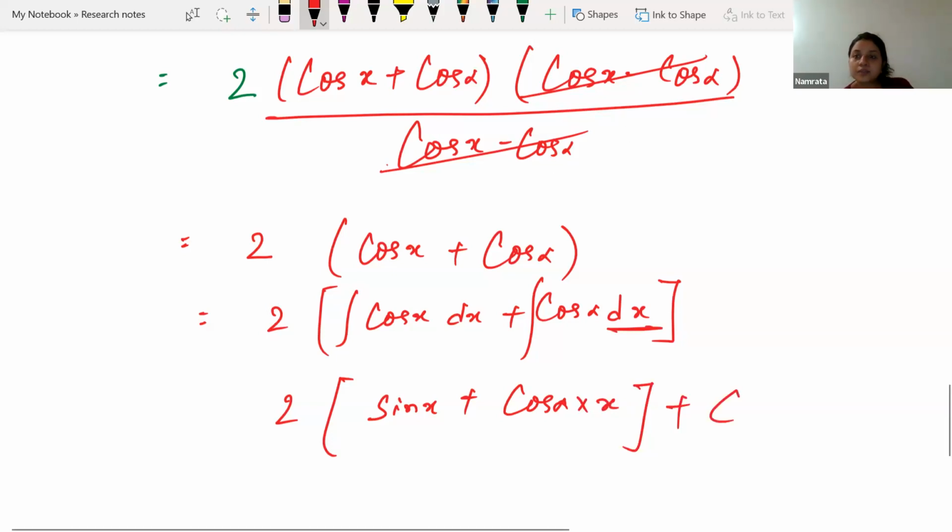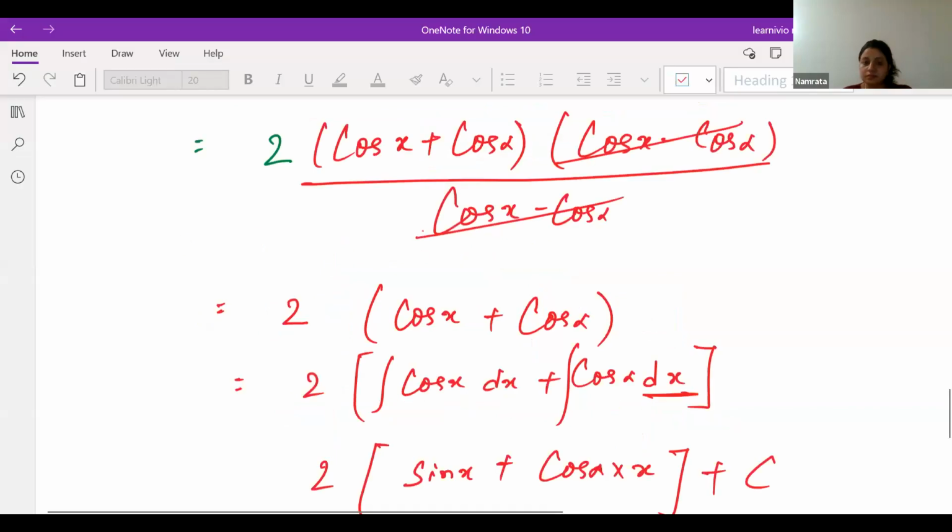Are you getting it, everyone? Is it clear? Yeah, rest of the students, please ask your doubt. Integration of cos alpha, that is just a constant, just like a, b, c, d. If suppose at the place of cos alpha a is there, then how will you treat that? You will keep a out and you will do the integration of dx, that is x. Similarly, cos alpha is nothing but just a constant.